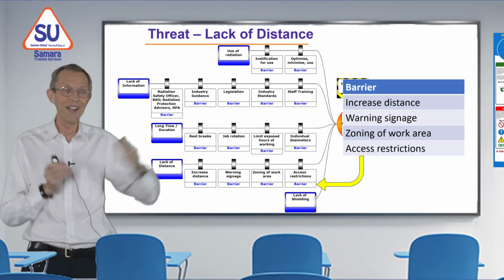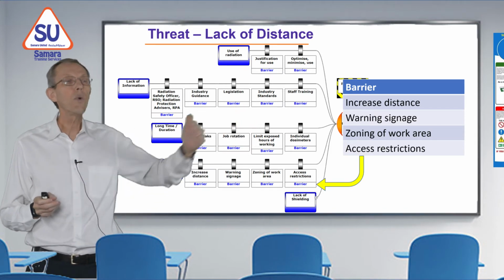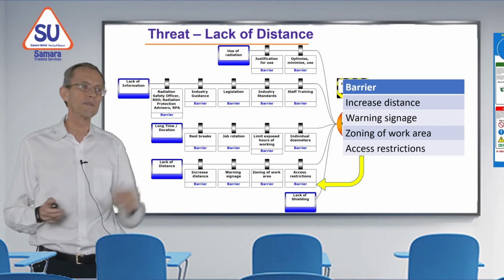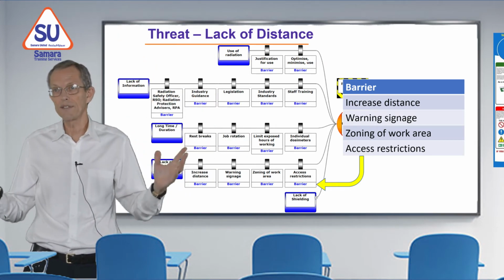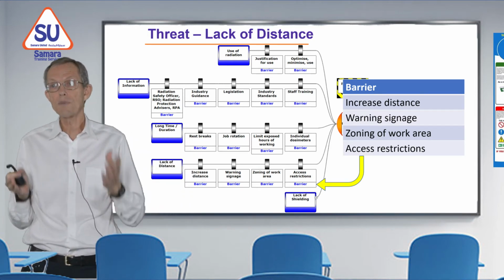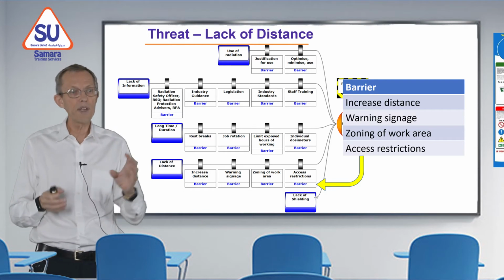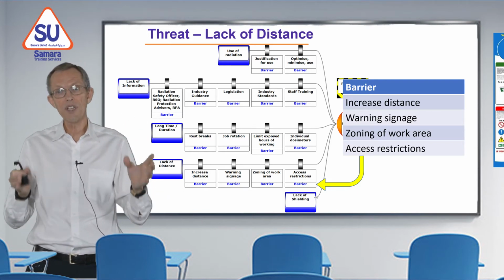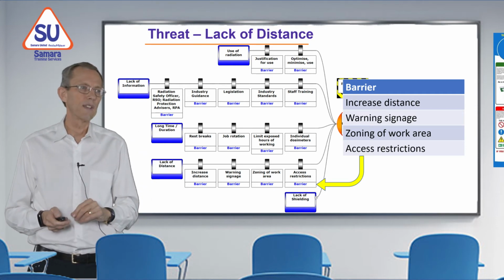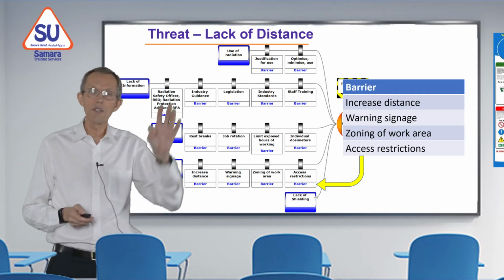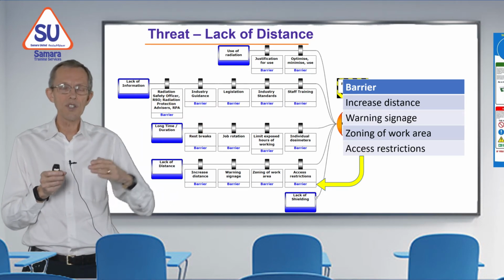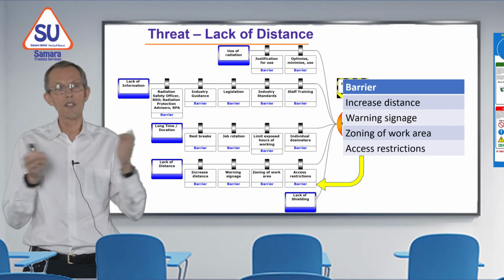Obvious thing to do is increase the distance, so we can move away from the source of radiation. We can put up signs to protect other people. We can have zoning. Zoning is where you exclude people from certain areas because of the risk. It might be that only 2 or 3 people are allowed to go into the radiation workshop and the doors are locked otherwise. And that's access restrictions. So with these things we can introduce controls to overcome the fact that we were too close to the radiation.